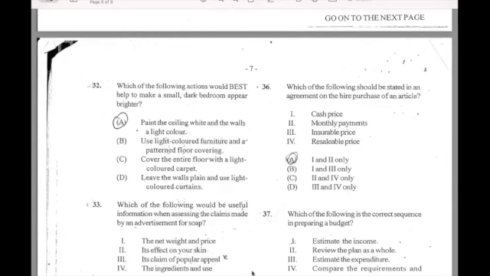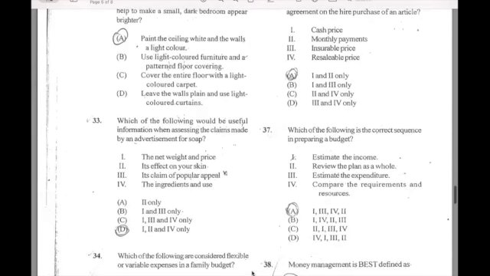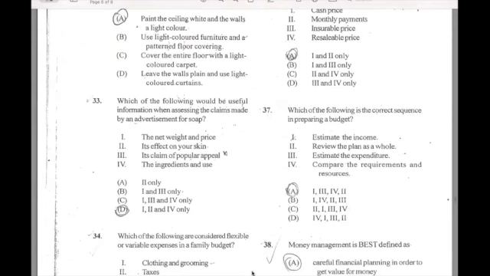Paint the ceiling white and the wall with light colors. Which of the following would be useful information when assisting the claim from an advertisement for a soap? 1. The net weight and price. 2. It affects your skin. 3. It claims a popular appeal. 4. The ingredients and use. So if your answer is 1, 2, and 4, then you're correct.